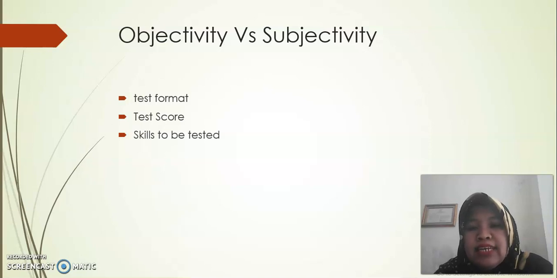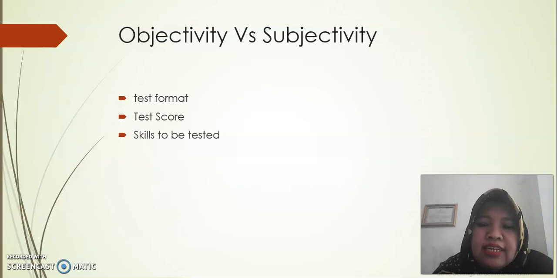And how about the test score? The scoring criteria of an objective test is that one correct answer will get 1 point. So if you answer the first item correctly, you get 1 for the first item, and if you answer incorrectly, you get 0. And how about a subjective test?